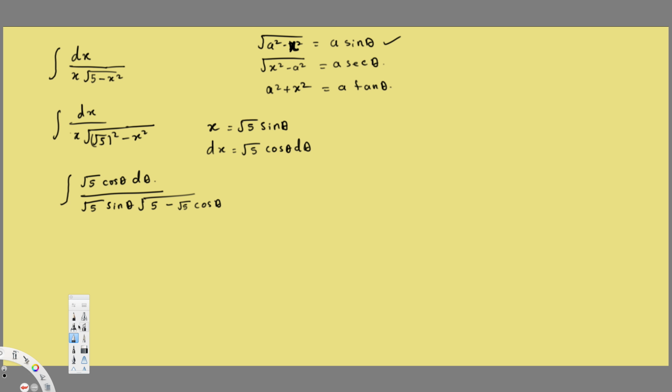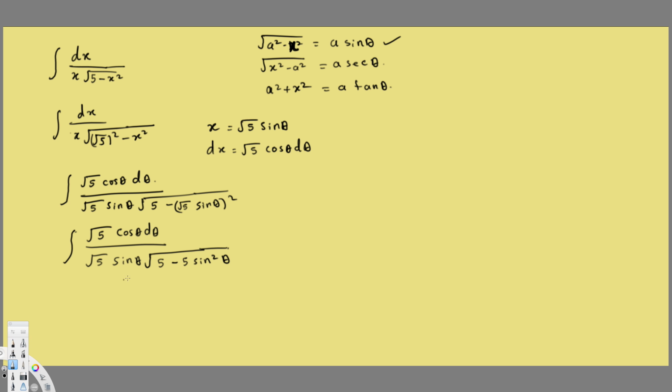And in the square root we are going to have 5 minus, no, that is sine theta because I'm replacing the x, sine theta square, right? Let's see what happens if we square this. We get square root of 5 cos theta d theta, and in the bottom we have square root of 5 sine theta, and in the square root we have 5 minus 5 sine square theta. Whenever we have something like that, the first thing we try to do is eliminate this square root. So let's see how we can do this.